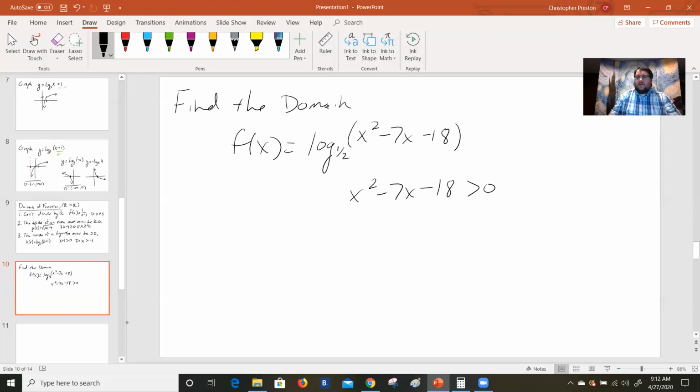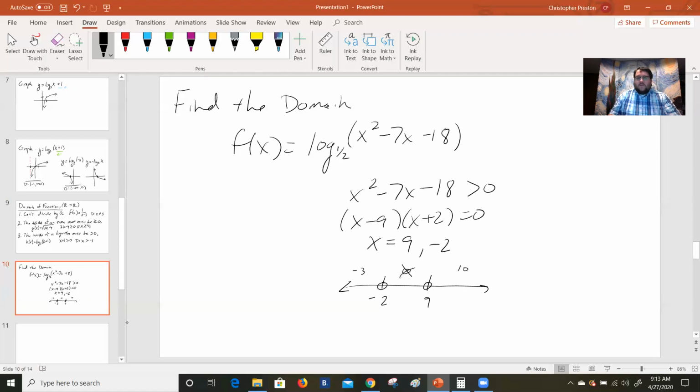So this is a nonlinear inequality. You're going to find the critical values. In this case, those critical values are going to be 9 and -2. You're going to draw the number line, label those, and do a sign graph. It can't be either one because this doesn't say or equal to, it just says greater than 0. So I would pick numbers and test them, like -3, 0, 10. Put 0 in there, that'd be -18. That doesn't work.